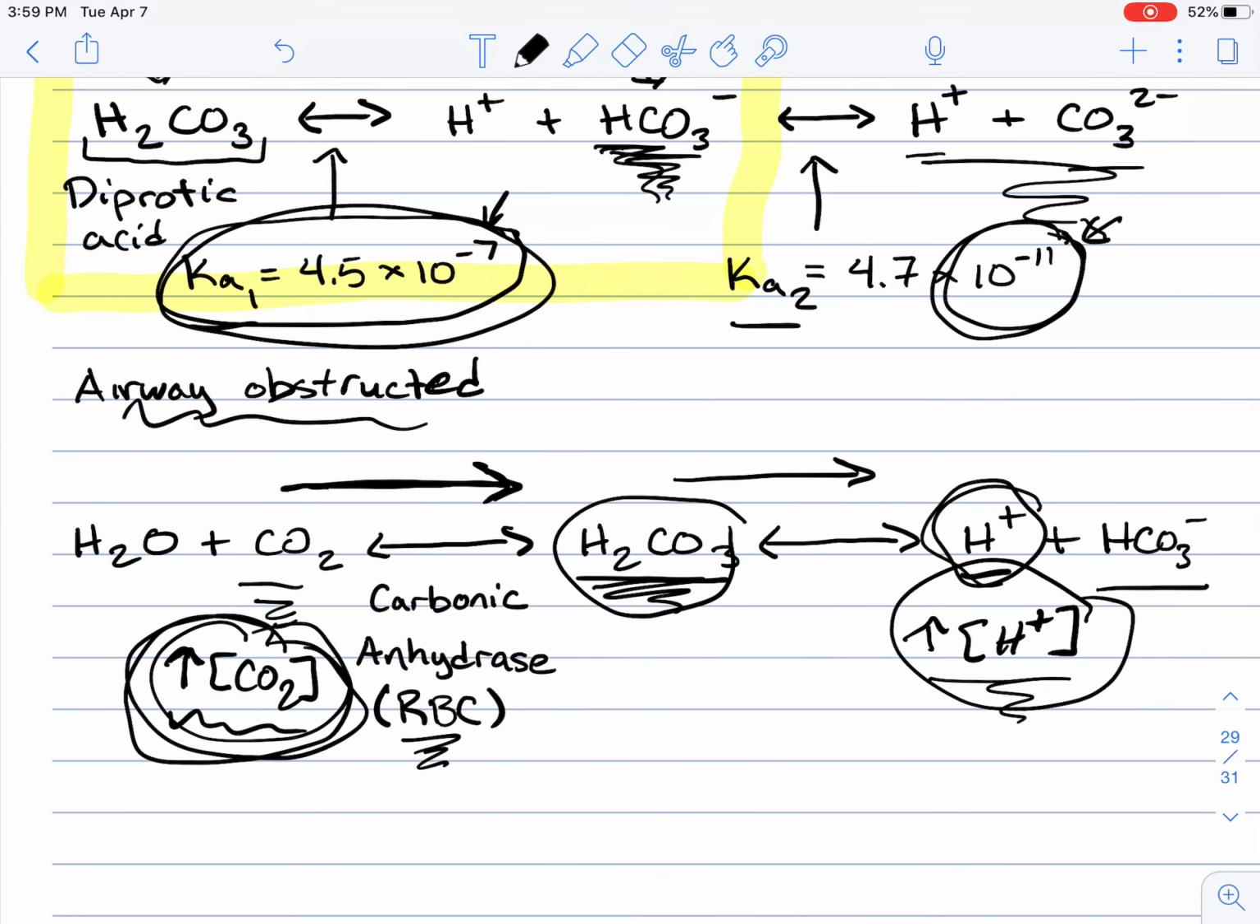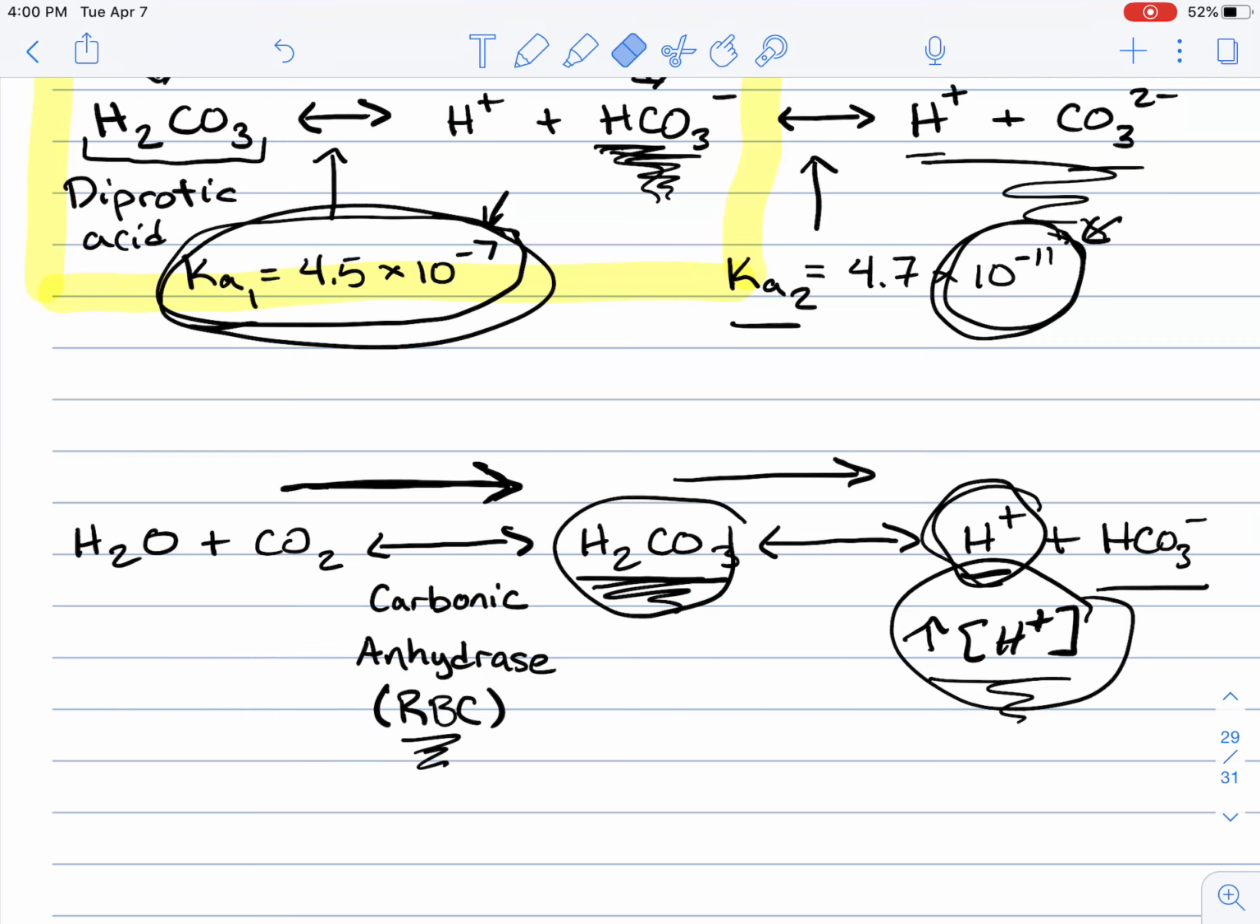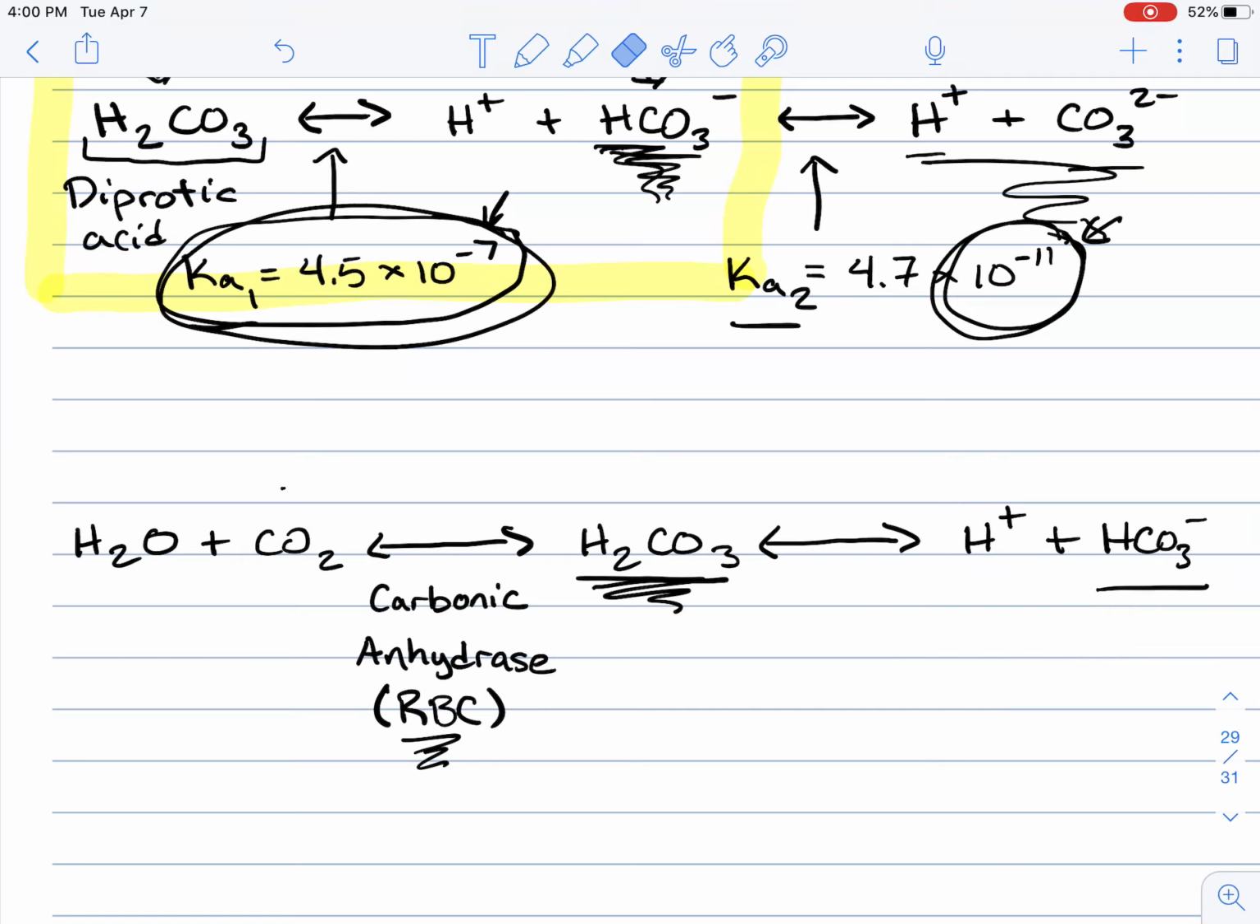And so we can also take a look at the opposite direction. So I'm going to reset some of this. Instead of the airway being obstructed, we're going to have a loss of CO2 from our lungs.